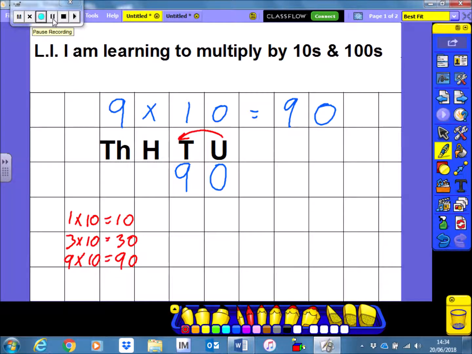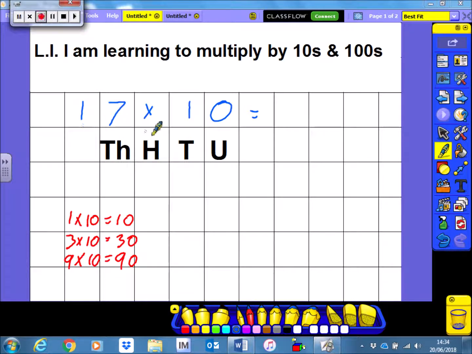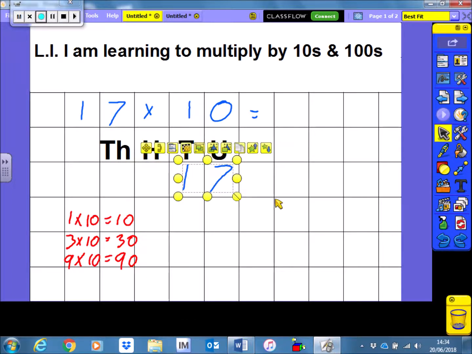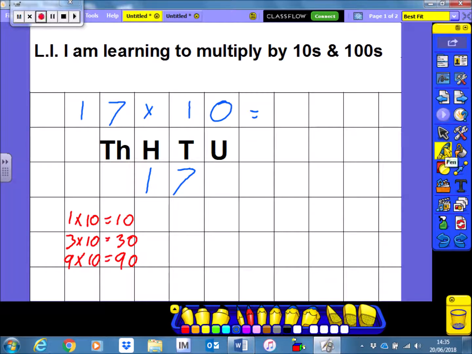So let's have a more complicated one. So now we've been given 17 times 10. Now 17 is made of 7 units and 1 ten. Now following the same process, if I'm timesing it by 10, I should be able to move both of these up one column. Move everything up one column. So the tens become the hundreds, the units become the tens, and a 0 takes the place. So 17 times 10 is 170.